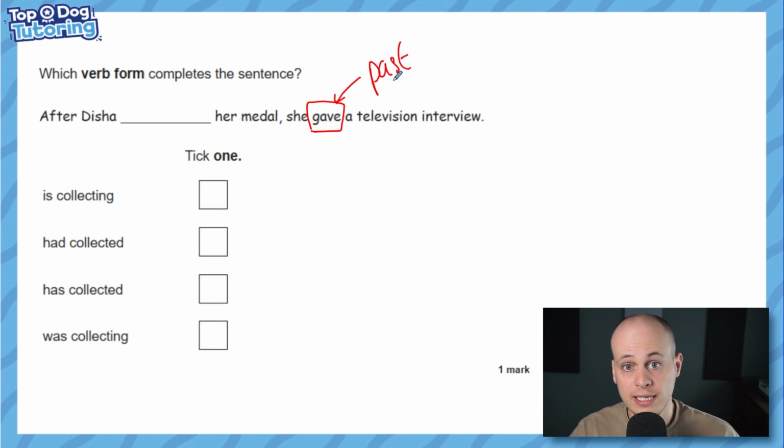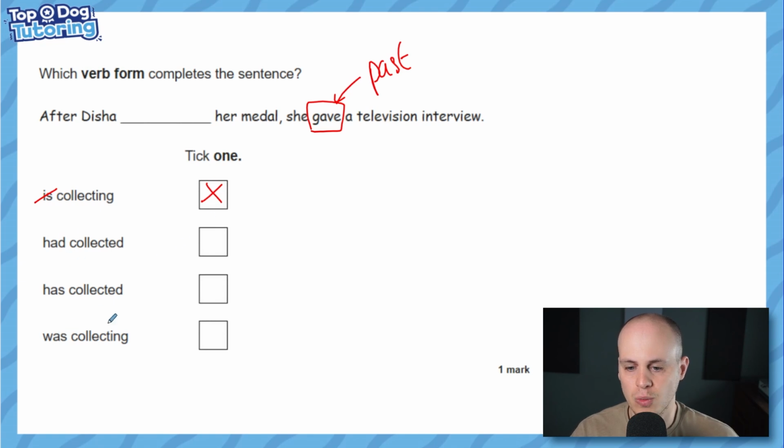She gave. It's not she gives or will give. It's she gave a television interview. And considering this is just a fronted adverbial to this main clause, it needs to be in the same tense. Otherwise, it will sound weird. So because this is in the past tense, we're going to get rid of anything in the present tense. So is not right.